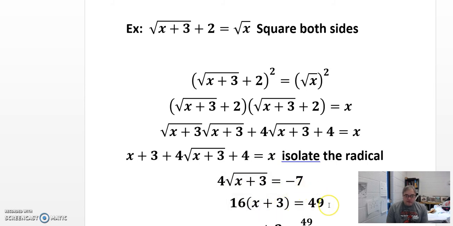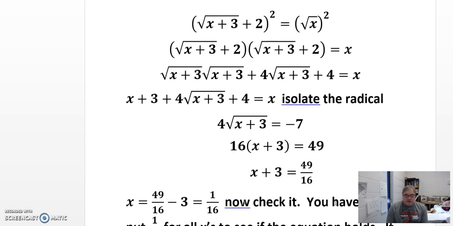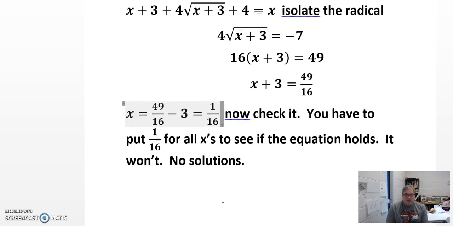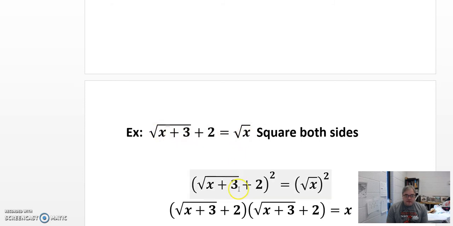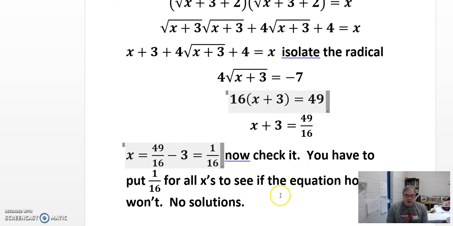And I have to square -7, which is 49. X plus 3 equals 49 over 16. And when you work this out, it comes out to be 1/16. Now, you can go back and plug that back in for 1/16 in for all these x's, but I know right there, there's going to be no solution. The process is you square to get rid of a radical, you isolate the next radical, you square again, then the radicals are gone. But every time you square, you're introducing what's known as extraneous solutions, so you always have to go back and check.